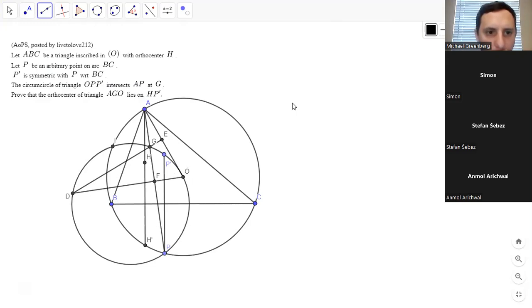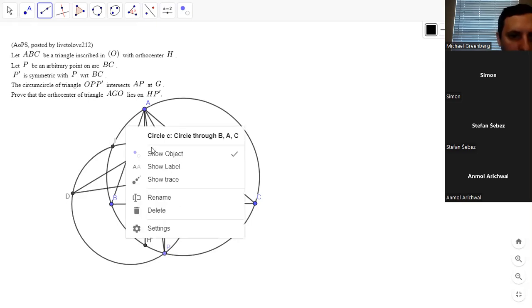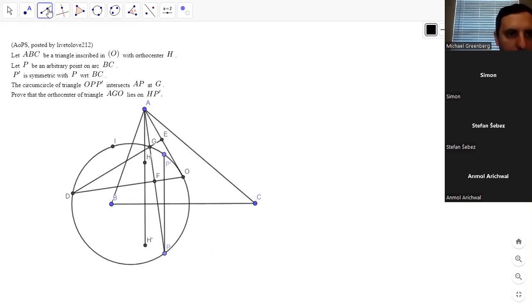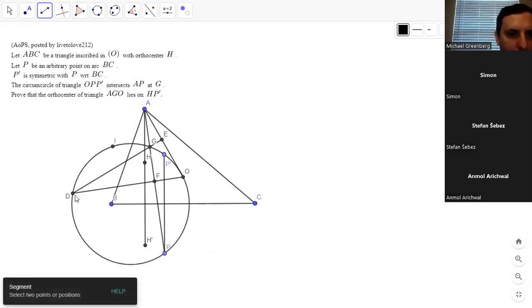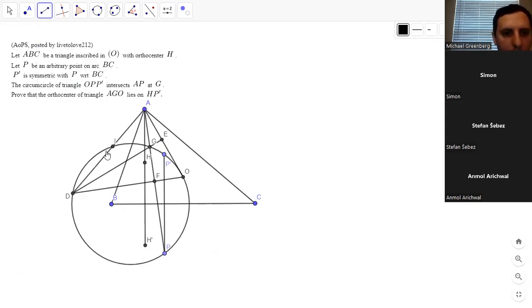I think we can prove that D, I are collinear, but we should define I as the intersection of DA and OP P prime. Okay, so I could hide this circle. Then I want to show, I'm going to add it back in just a second, that I lies on this circle, is what you're saying. Yes. Okay. So we want to show that OA is equal to OI.